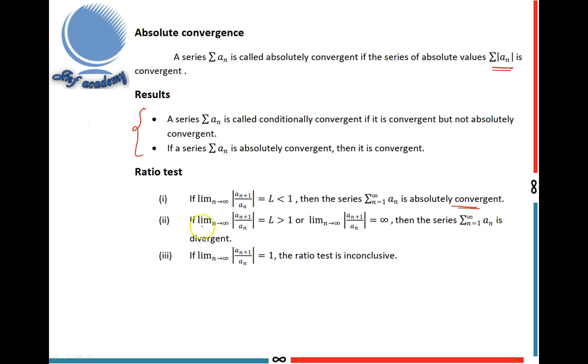Second part: if the limit as n tends to infinity of modulus an plus 1 by an equals L is greater than 1, or the limit equals infinity, then the series is divergent. Suppose you get the limit of modulus an plus 1 by an equal to 1, then the ratio test is inconclusive. Inconclusive means no conclusion can be drawn about the convergence or divergence of the given series sigma an. This is the ratio test.